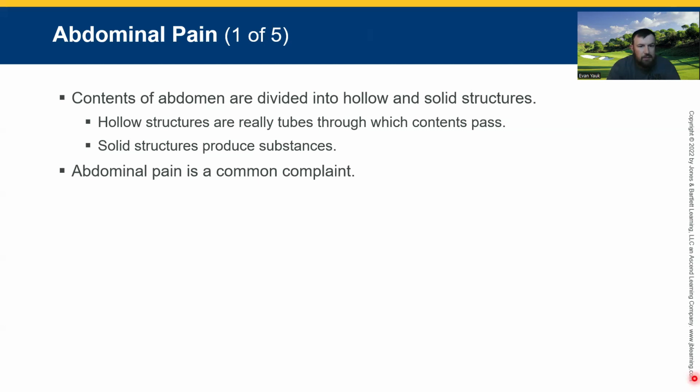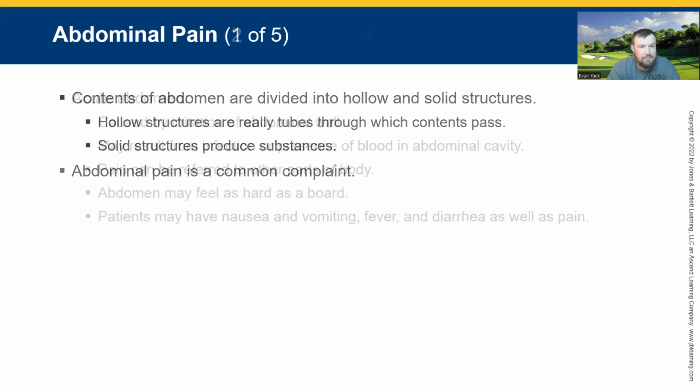Contents of the abdomen are divided into hollow and solid structures. Hollow structures are really tubes through which content passes. Solid structures produce substance. If you can remember those two things, it will help you. Abdominal pain is a common complaint.